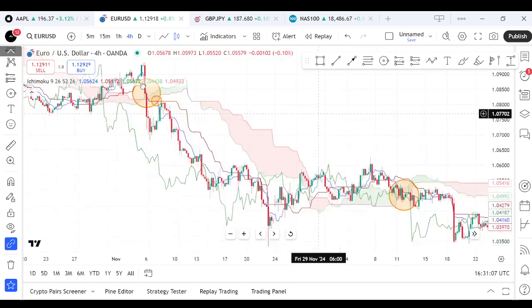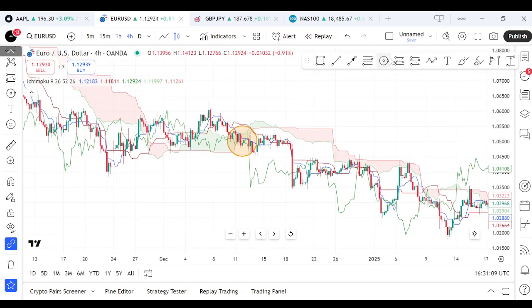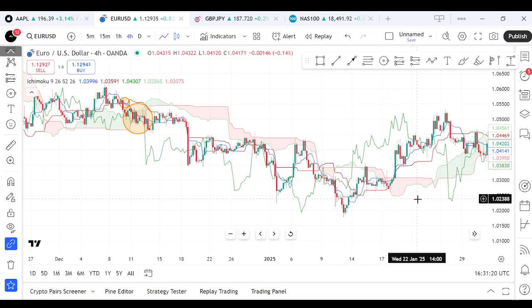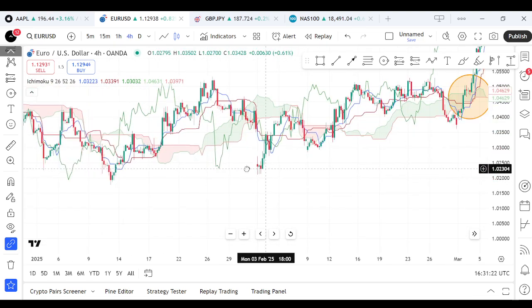So always wait for the crossovers to happen, as it is very important in price that this crossover has happened. We have the crossover happening even before price broke below the cloud. We have that happening here. And we have many other examples.